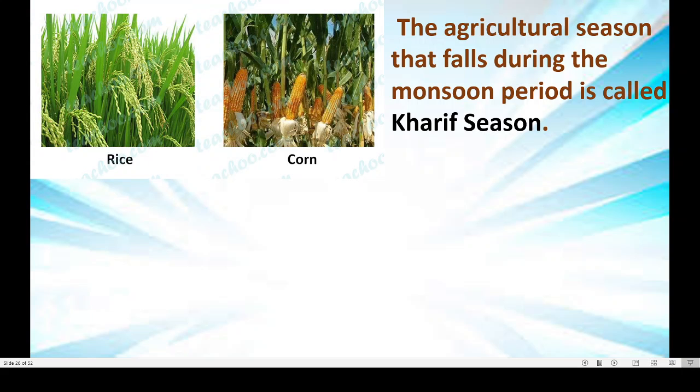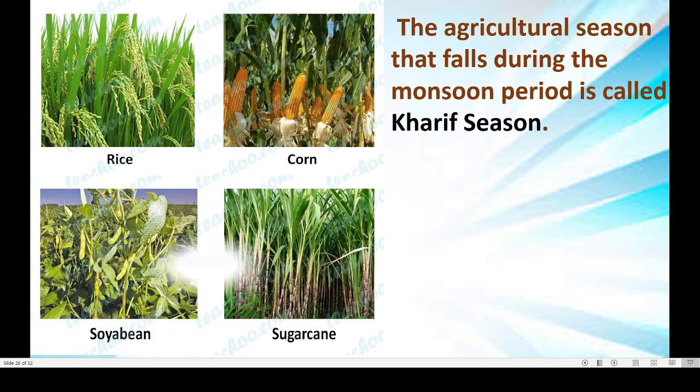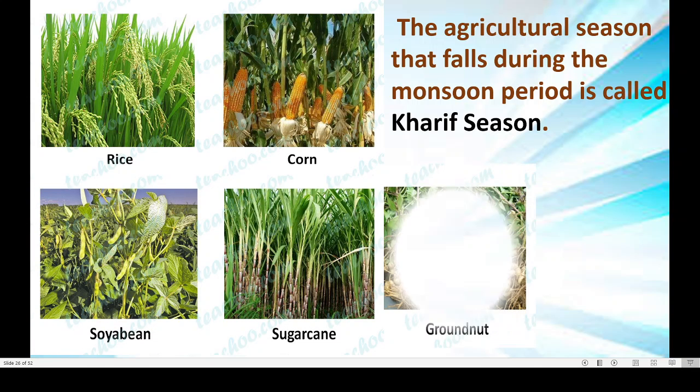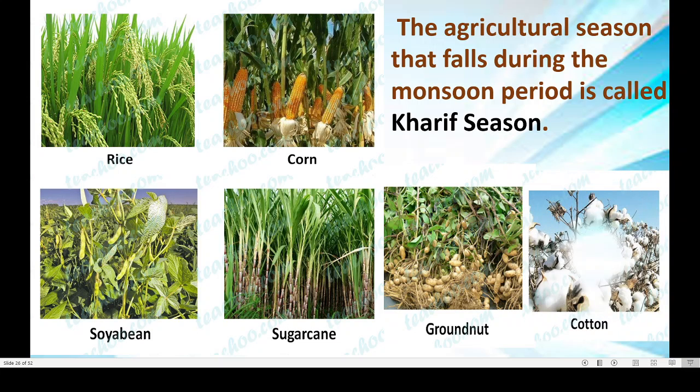monsoon period is called Kharif season. What we call Kharif season. Here we grow rice, corn, soybean, sugarcane, groundnut and cotton. These are rain-fed or jirayati agricultural crops. Okay, because we cultivate these in the rainy season. So these are called Kharif season or Kharif crops. Okay.